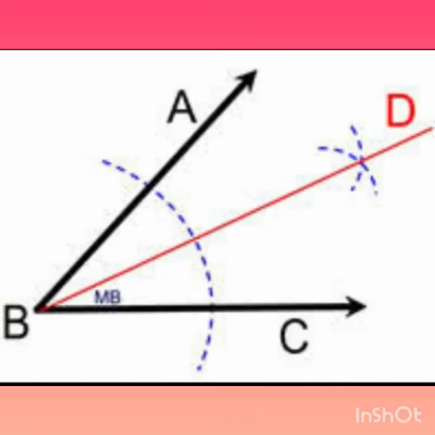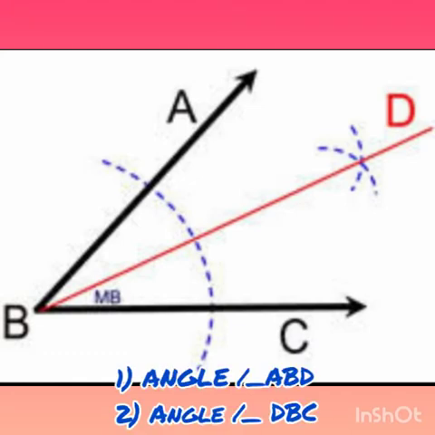Here, if we see the diagram, we have an angle ABC. BD divides the angle into two equal parts. How many parts? Two equal parts. Using the angle bisector, we get the first part, angle ABD, and the second part, DBC.